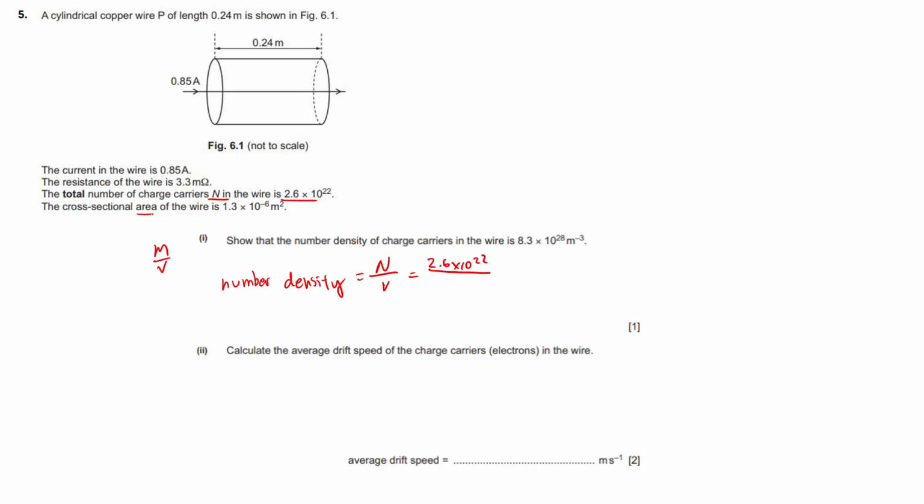And now we have to calculate the volume. They do give us the cross-sectional area as well as the length, so the cross-sectional area times the length is going to be equal to the volume. And that is going to be around 8.3. So our number density is going to be 8.3 multiplied by 10 to the 28th.